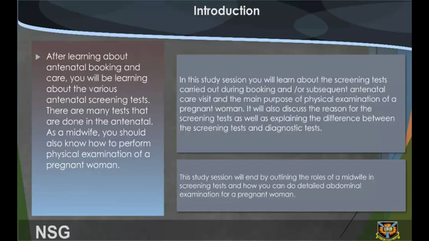There are many tests that are done in the antenatal. As a midwife, you should also know how to perform physical examination of a pregnant woman. In this study session, you will learn about the screening test carried out during booking and/or subsequent antenatal care visits and the main purpose of physical examination of a pregnant woman.